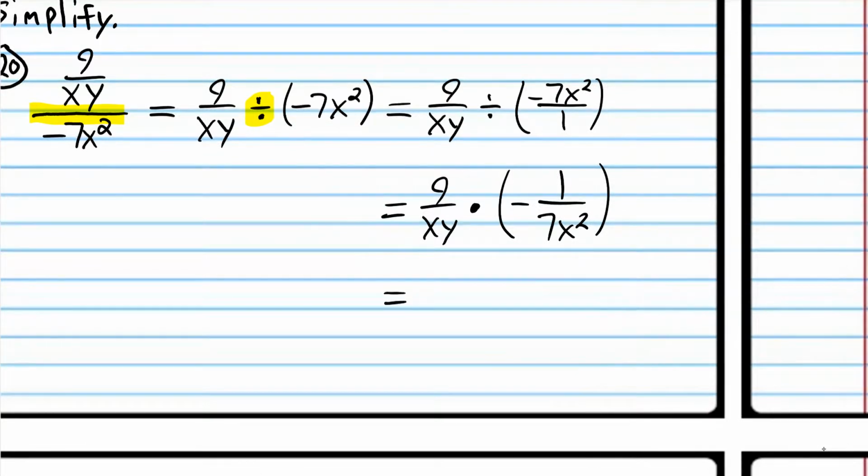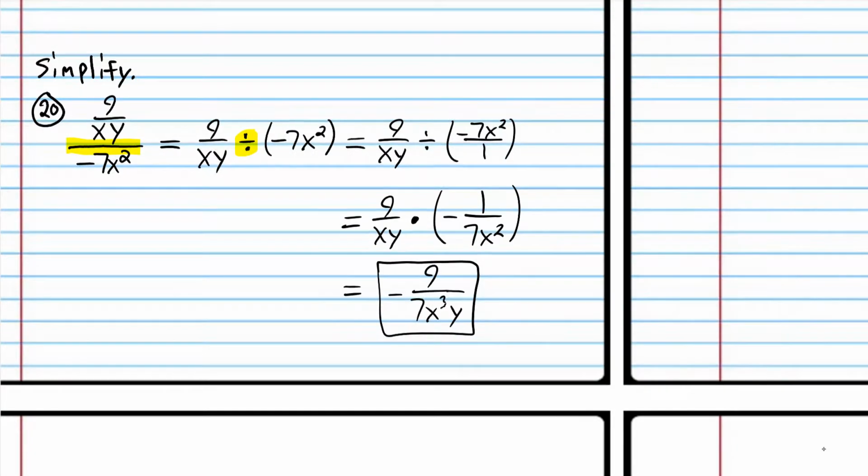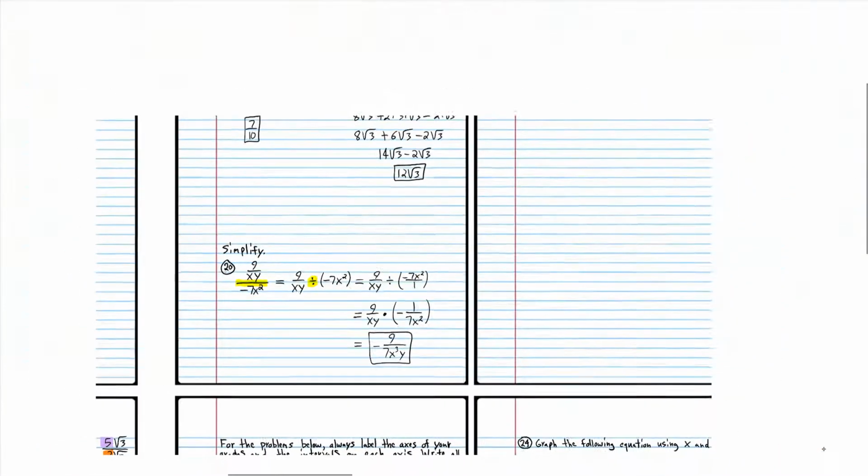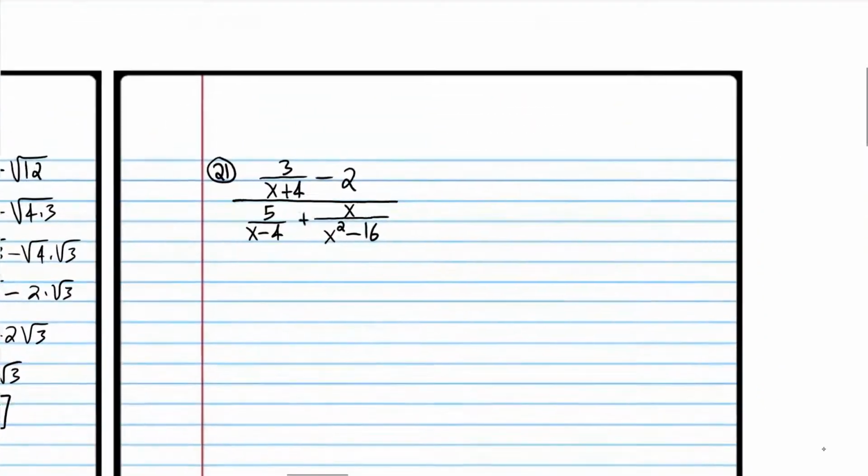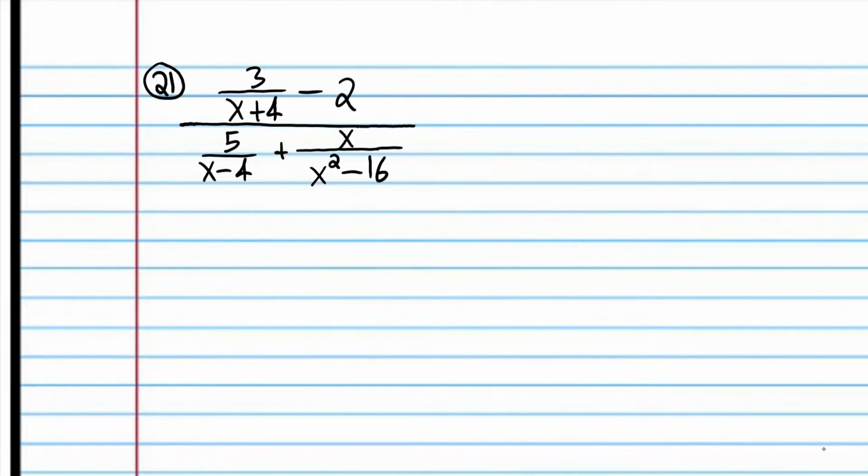So now we're multiplying fractions. When you multiply fractions, you just multiply straight across. 9 times 1 is 9. And xy times 7x squared is 7x cubed y. And of course we have our negative there. So that's the final answer. And that's it. So if you got that answer, good job. All right, on to 21. Now we have a really complicated complex fraction.